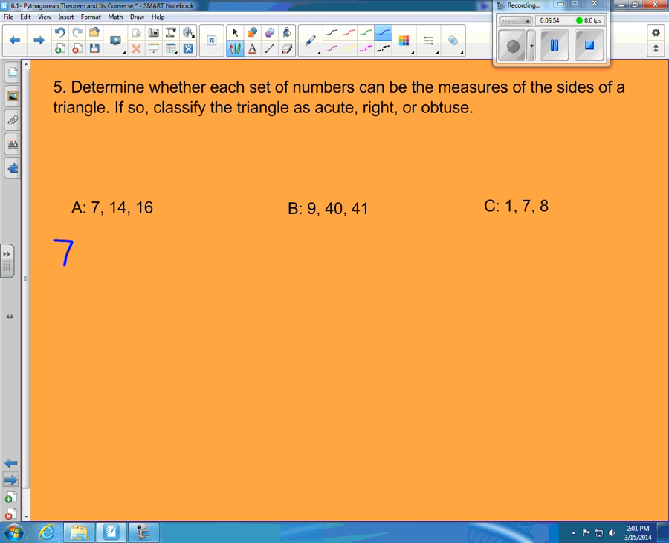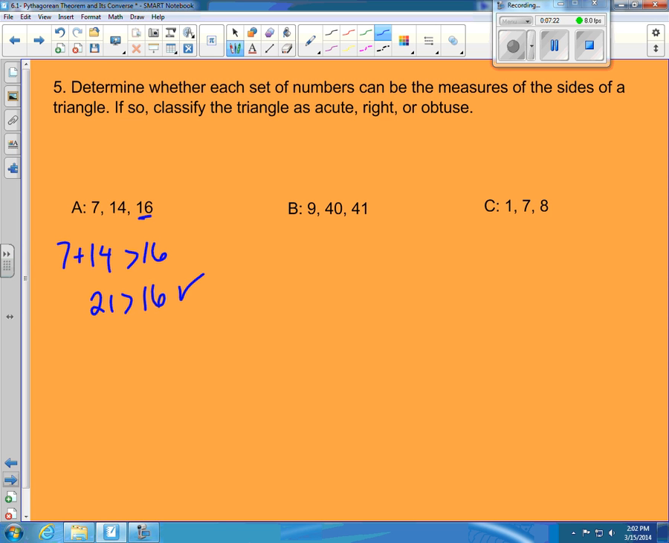So let's see here. 16 is definitely our C because it's the biggest. Remember, to be a triangle, you need to add your two small sides and see if it's greater than your large side. 7 plus 14 gives us 21, which is greater than 16. So yes, this is a triangle.